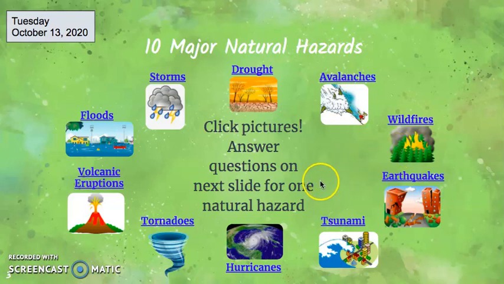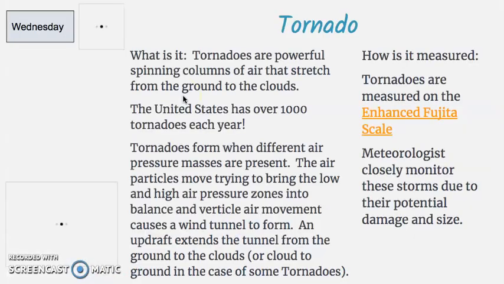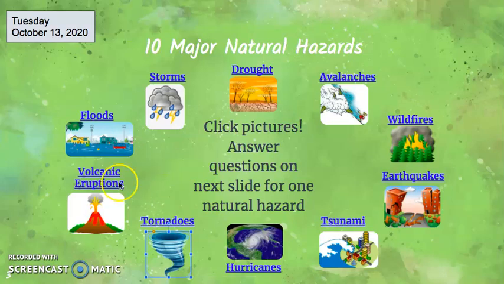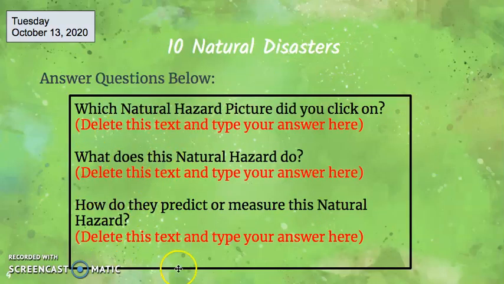So let's go ahead and look into one of these. Let's look at tornadoes. So if I click on the tornado picture, it's going to open up another slideshow. Oh, can't really see that, but click that. And it's going to take me to the slide about tornadoes. Here I've got what tornadoes are and how they're measured and things like that. The scale they're measured on, the enhanced Fujita scale. I don't actually know how to say that word. But I'll take the information from this slide and I will use it to answer these questions. Let's see how we do that.